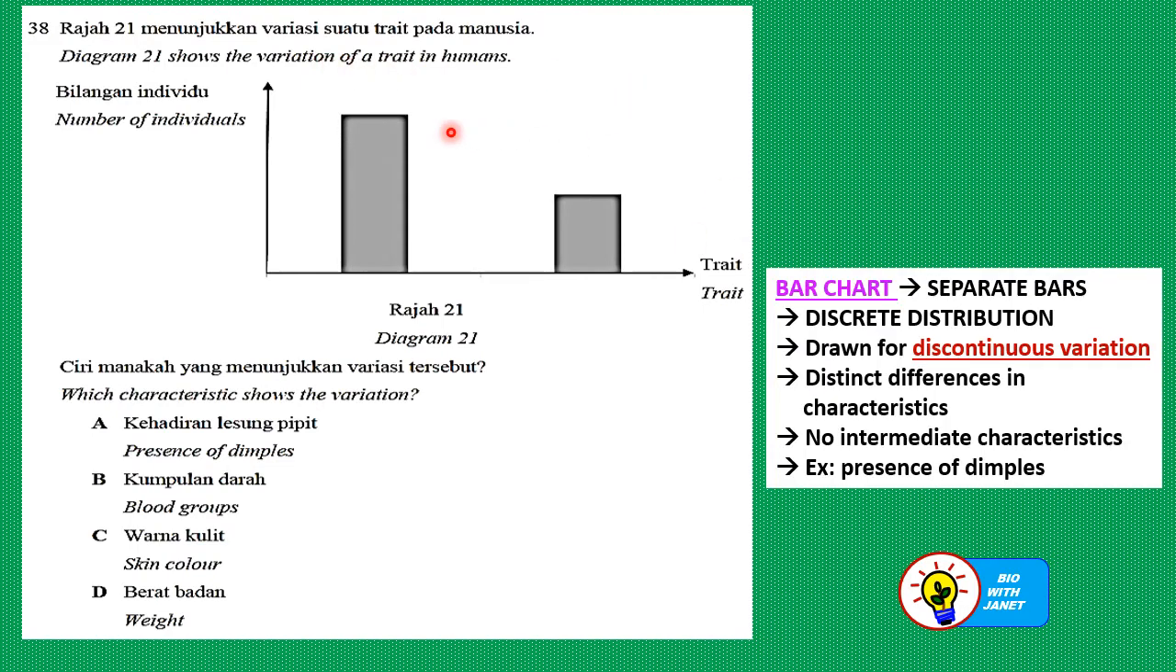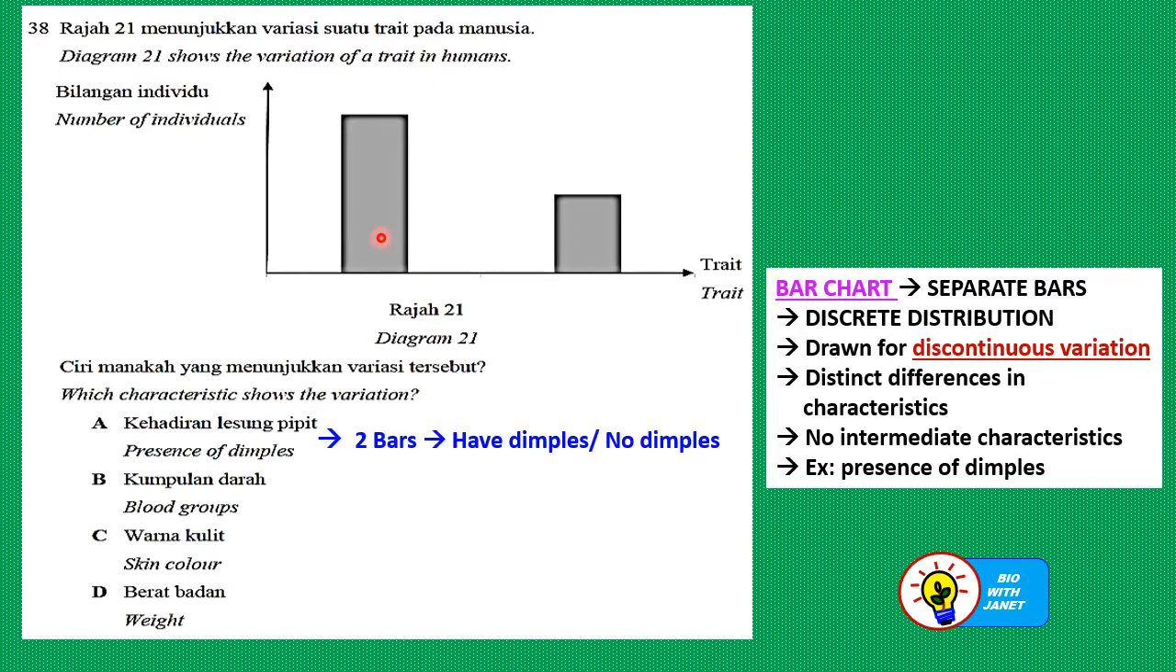So a bar chart where you have separate bars shows the discrete distribution, and it is only possible to plot it if the characteristic shows discontinuous variation. Okay, because for continuous variation, where the differences are not distinct, you don't draw a bar chart, you draw a histogram, like for number of individuals against the height of the person. But here it's not. Here is discontinuous variation because bar charts are drawn. Okay, so is it presence of dimples? Yes, it's possible because you have two bars.